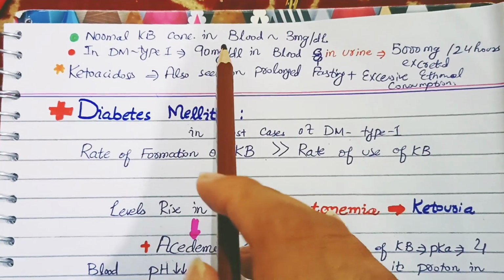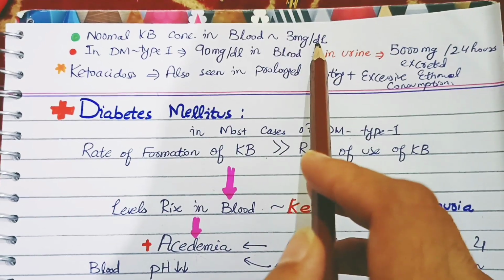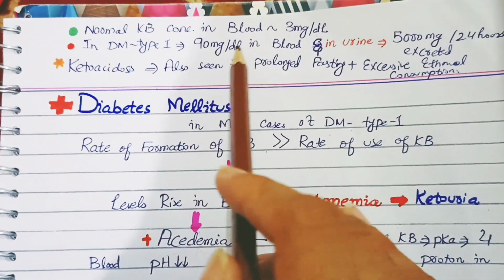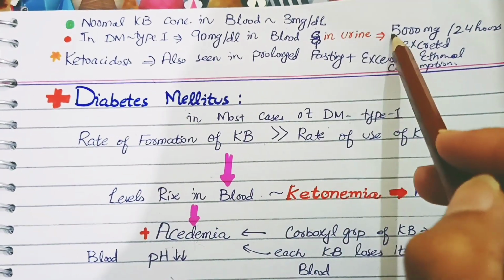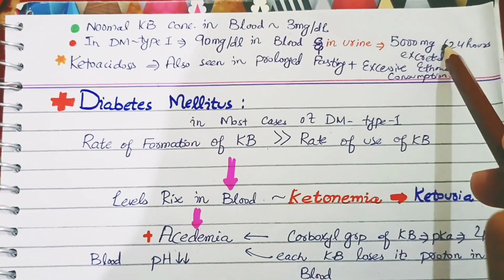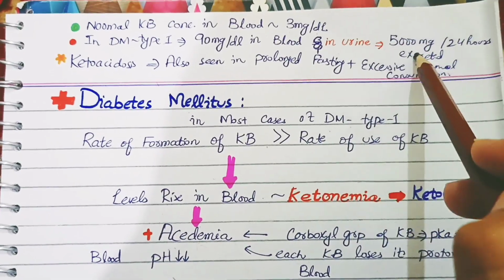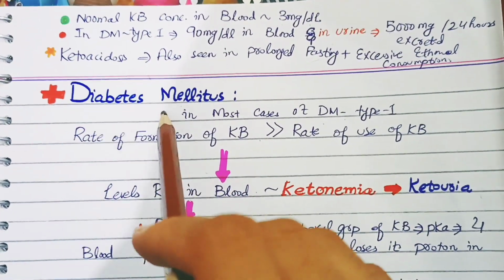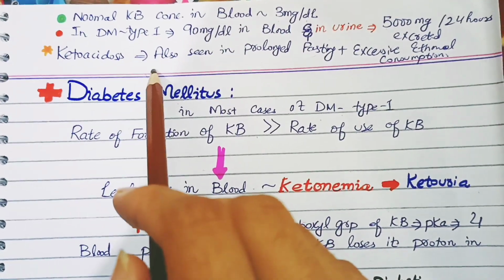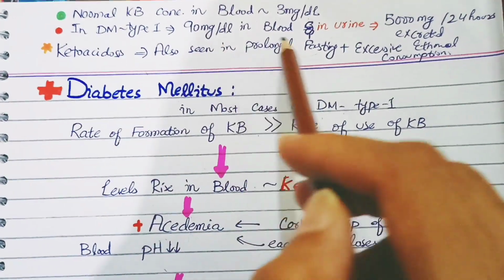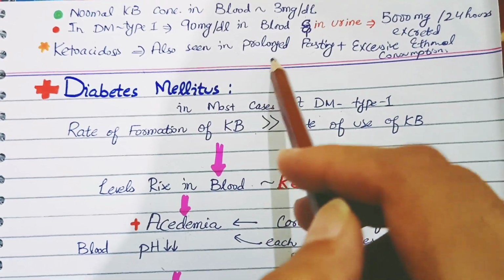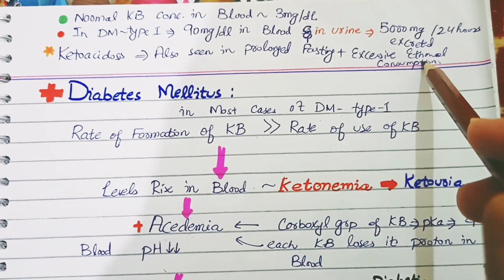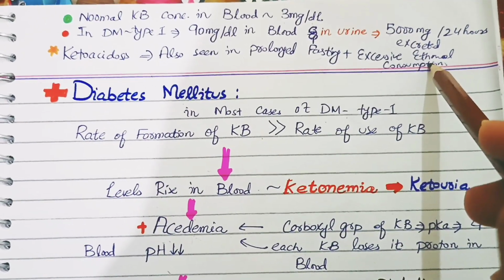The normal ketone body concentration in blood is about 3 mg per deciliter, and in case of diabetes mellitus type 1, it is 90 mg per deciliter in the blood, and in urine about 5000 mg per 24 hours of ketone bodies are excreted. Another point to be noted is that ketoacidosis is not only seen in diabetes mellitus, however it can also be seen in some other conditions, such as we already discussed. During prolonged fasting, there is an increased formation of ketone bodies, and due to excessive ethanol consumption, there can also be an increased formation of ketone bodies that result in ketoacidosis.